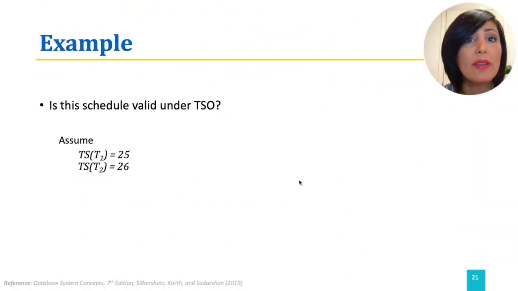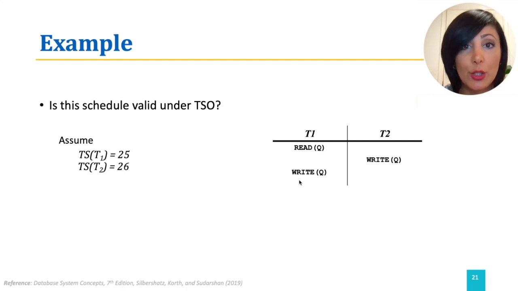Now, how about this schedule? We can see that the write in T1 will have a conflict with the timestamp ordering using the second rule, because the write timestamp of the object is set to 26 at the write in T2. And now, when the write in T1 arrives, the timestamp of the transaction is lower than the write timestamp of the object. In normal TSO, this transaction is rejected.